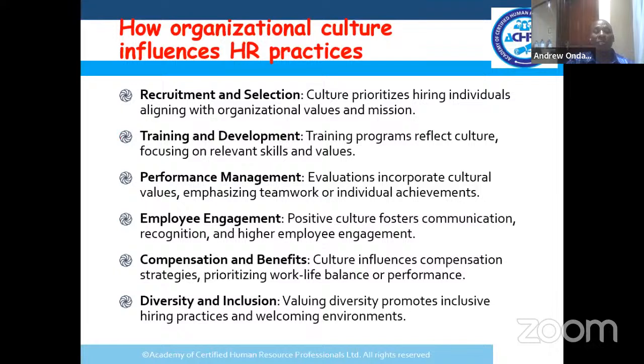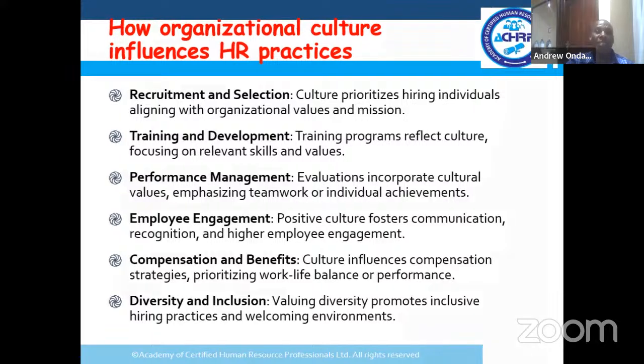On compensation, we said that culture influences compensation. How does it influence? Because of the job evaluations we conduct or the salary surveys that we do, in addition to benchmarking with the industry players to ensure that our compensation and the benefits are competitive.